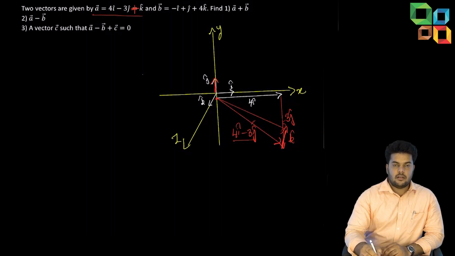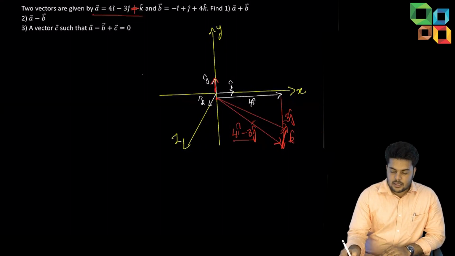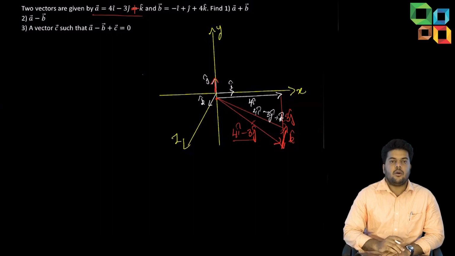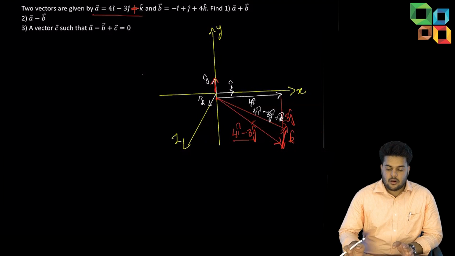So this is A, 4i minus 3j plus k. We have added all those things together. Now for B, how do we add A plus B? I've already shown what A is to you. What is B? Can you tell me what B looks like?